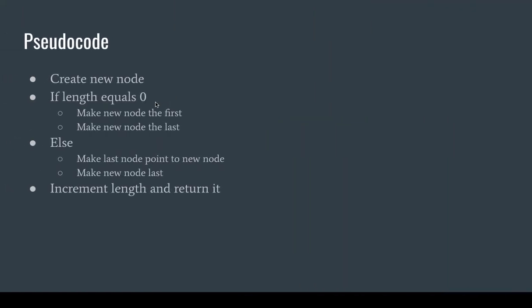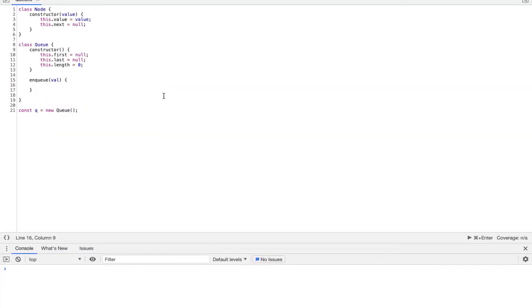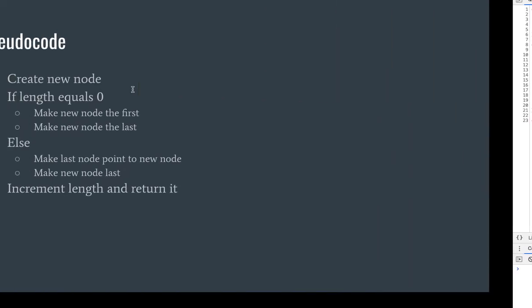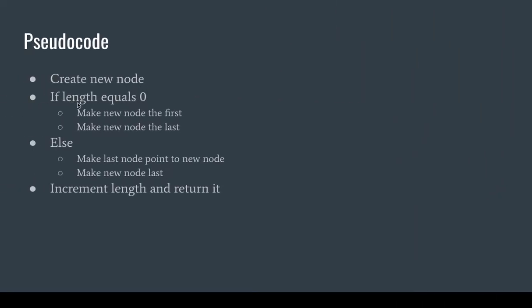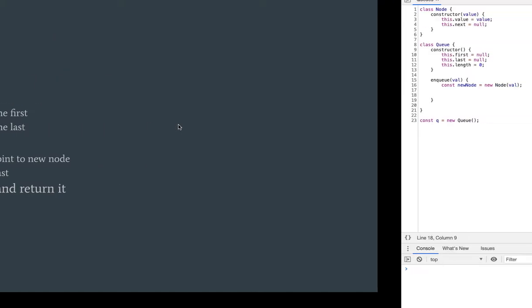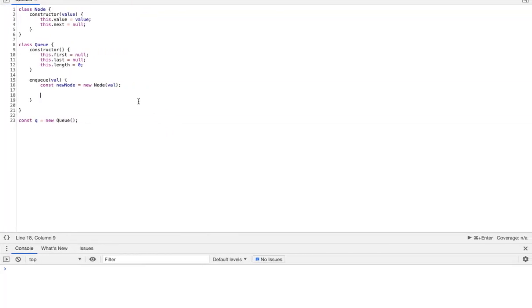This is going to take in a value as an argument, and the first thing we're going to do is start off by creating a new node, and pass in that value. Now that we have a new node created, the next step is a condition: we check if the length is equal to 0, then make the new node the first and the last, because obviously it's the first one in the queue, so it makes sense to make it the first and the last.